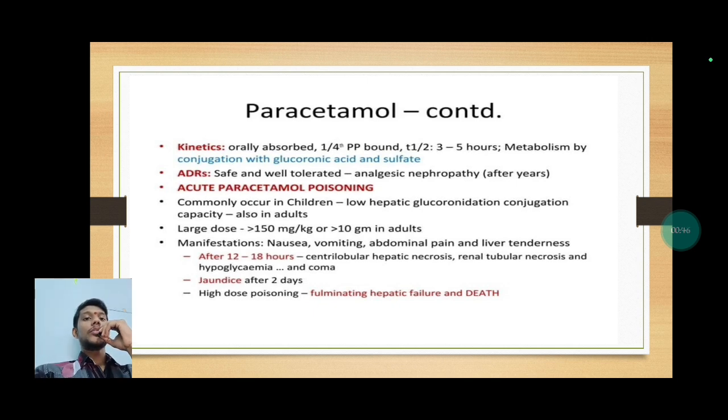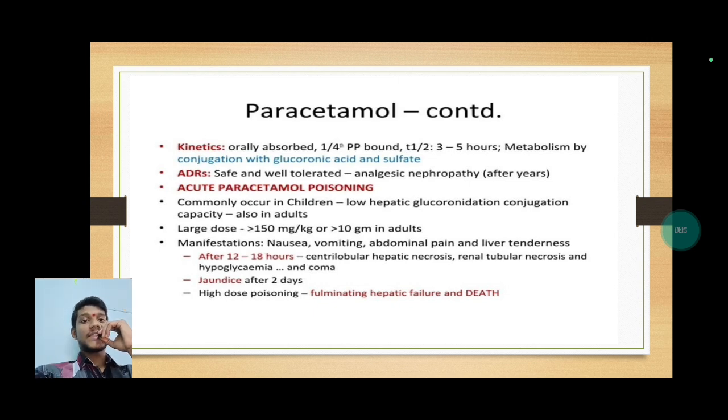Now, the acute paracetamol poisoning. Commonly, it occurs in children with low hepatic glucuronidation and conjugation capacity, and also in adults with a large dose, that is more than 150 mg per kg or greater than 10 gram in an adult.